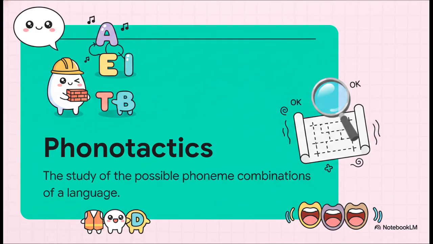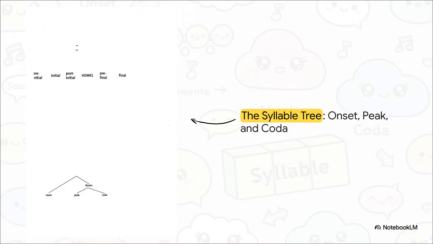This is the study of the possible phoneme combinations in a language. Think of phonotactics as the strict building code of English. Just because your mouth can physically make a certain combination of sounds doesn't mean the English language actually allows it to exist. We can actually map out a syllable, kind of like an adorable little family tree.